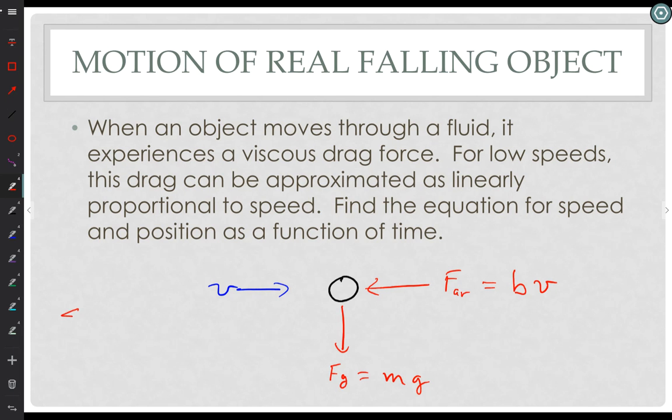Now, if I use Newton's second law, the sum of the forces in my x direction is equal to the mass of the bullet times the acceleration in the x direction. Looking at this picture, this force is in the negative x direction, so I would substitute minus bv for the sum of the forces in the x direction, equal to the mass of the bullet times acceleration in the x direction.